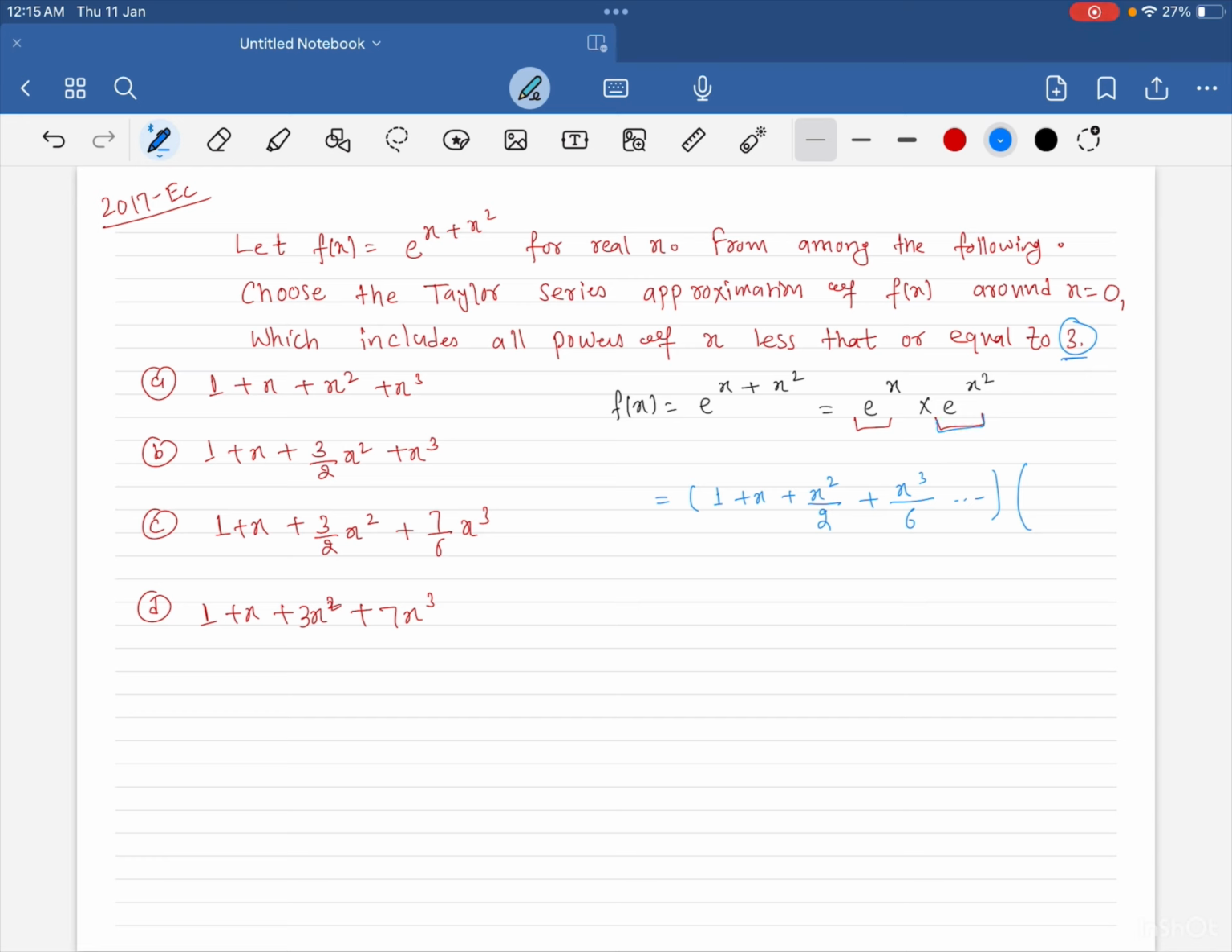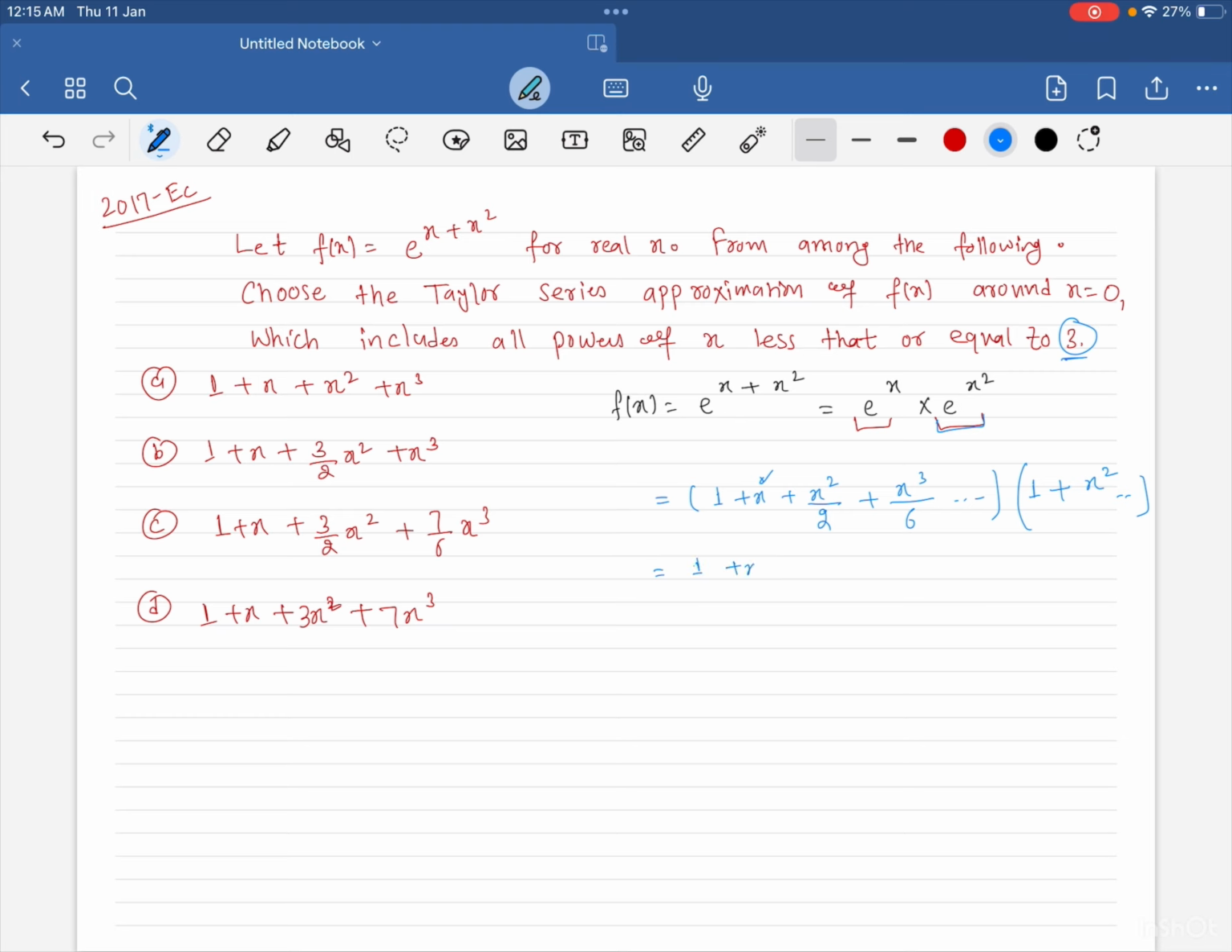And how can we write the expansion of e to the power x square? At the place of x, we are going to put x square. So that is going to be 1 plus x square, right? Now we will have x to the power 4, so no need to include that, because that will exceed the cube. Now do the multiplication.